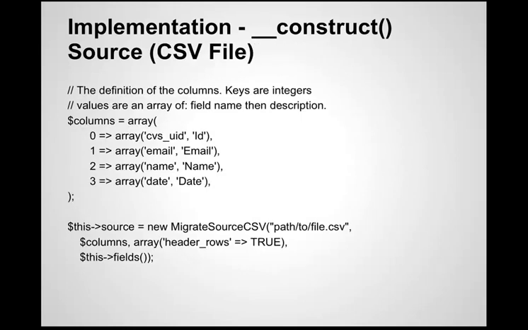You can also define, like I mentioned, CSV files. You just create what the set of columns are in your CSV file, letting it know field 1 is called CSV UID, field 2 is email, and so on. Then you have source equals new migrate source CSV, along with where to find the CSV file and what set of columns are there. And if you had a headers row, then you're letting it know that there's a header row as a part of it.